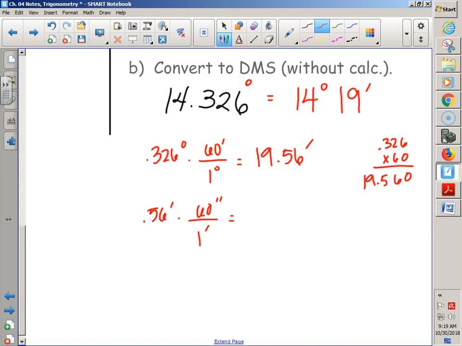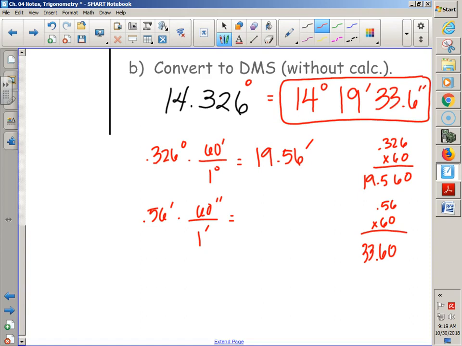stand up in the back of the room. That's your last chance. 0.56, I can go ahead and multiply by 60. 6 and 3. Aha. Isn't that what your calculator told you?